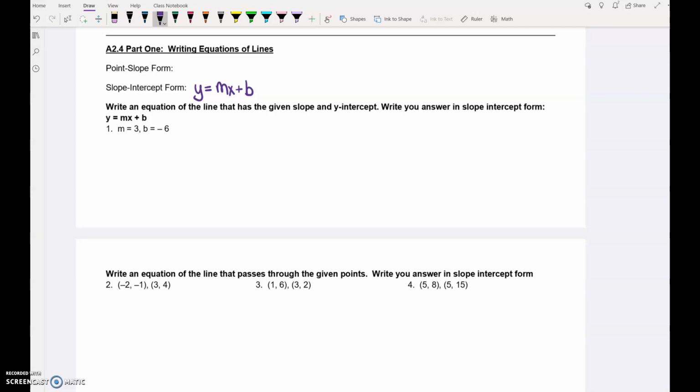Write an equation of the line that has the given slope and y-intercept. If you are given the slope and the y-intercept, you absolutely should use slope-intercept form. So y equals, help me out, 3x minus 6.